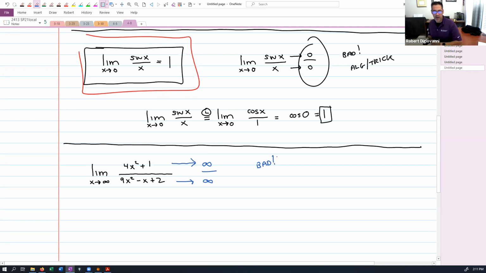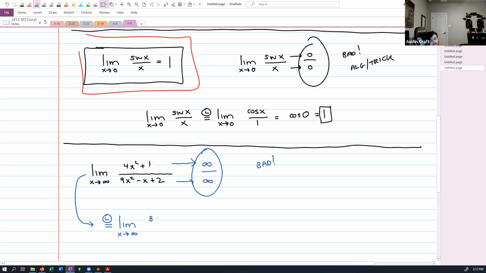Bad, right? But now we have L'Hopital because we're allowed to use L'Hopital on infinity over infinity. So I can rewrite this. I can say that this will equal, by L'Hopital's rule, the limit as x goes to infinity of the derivative of the top. What's the derivative of the top? 8x over the derivative of the bottom, which would be 18x minus 1.